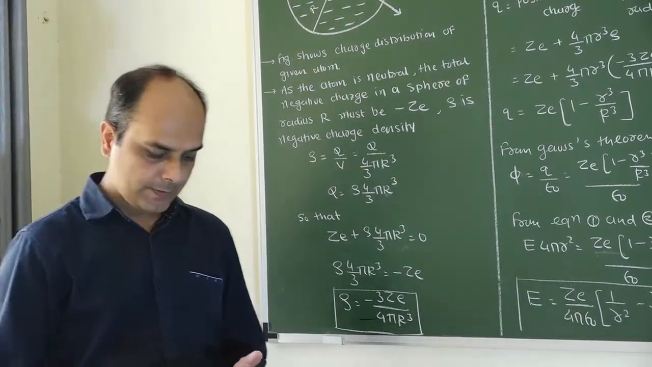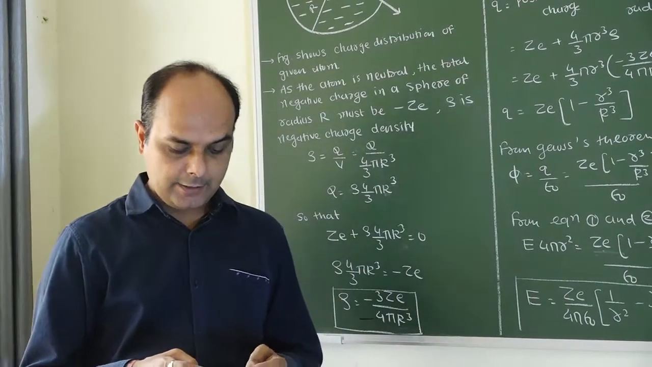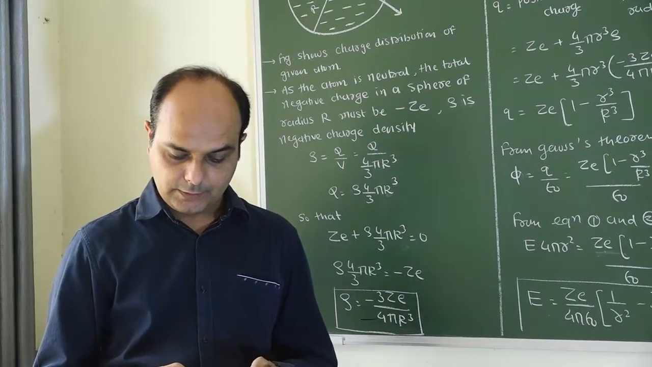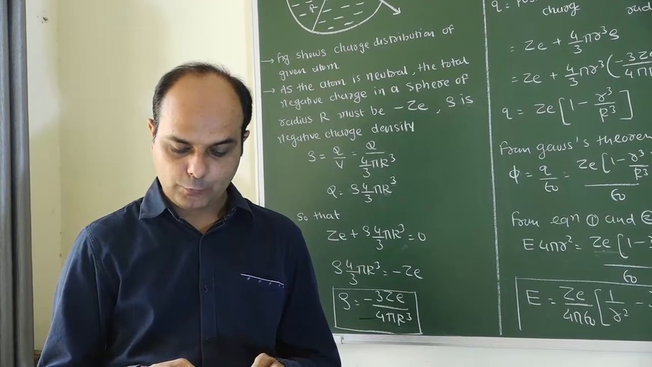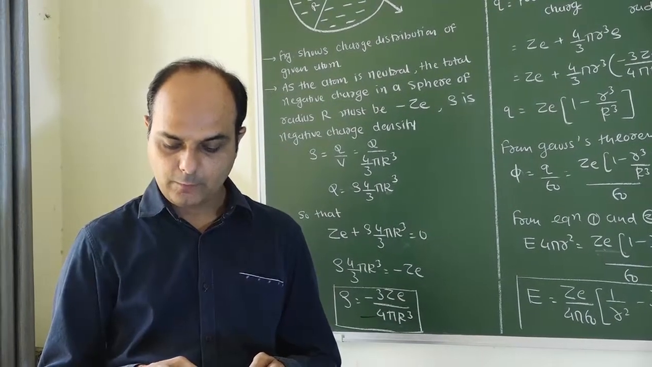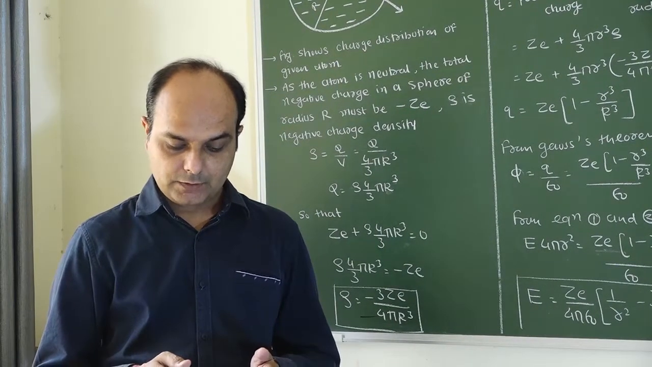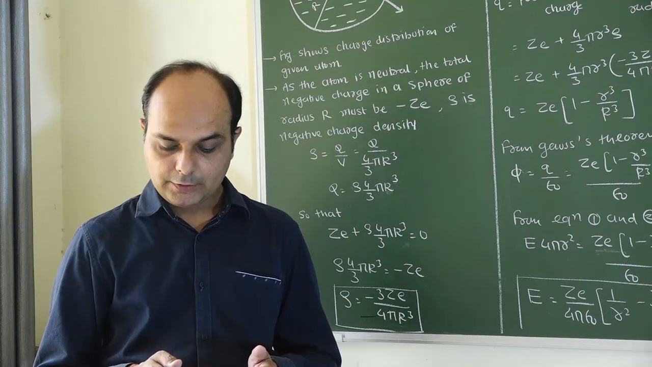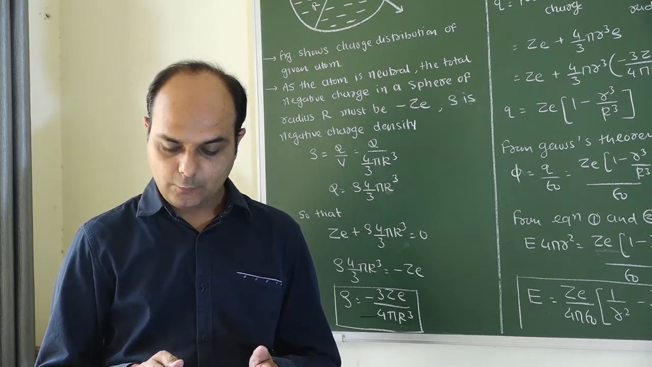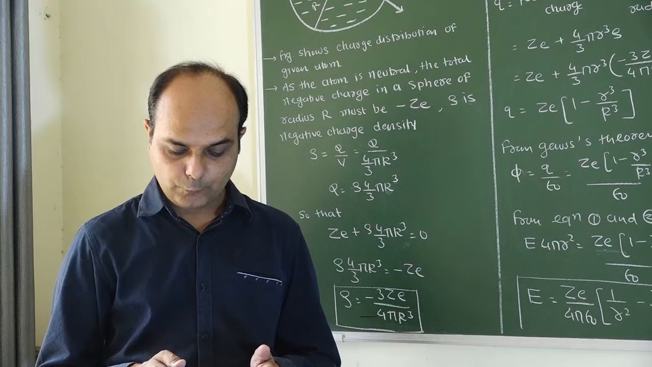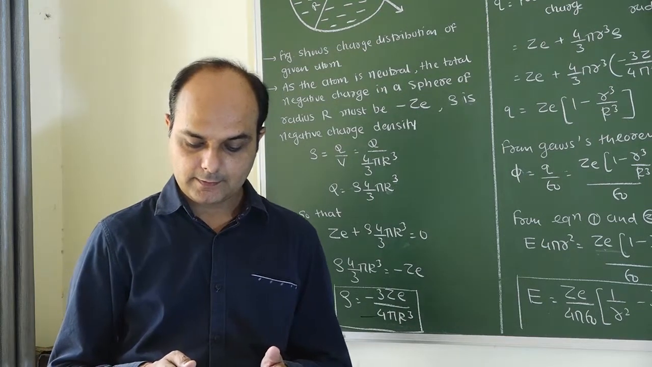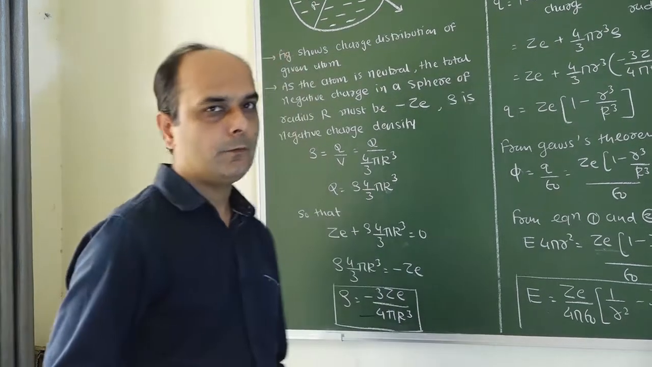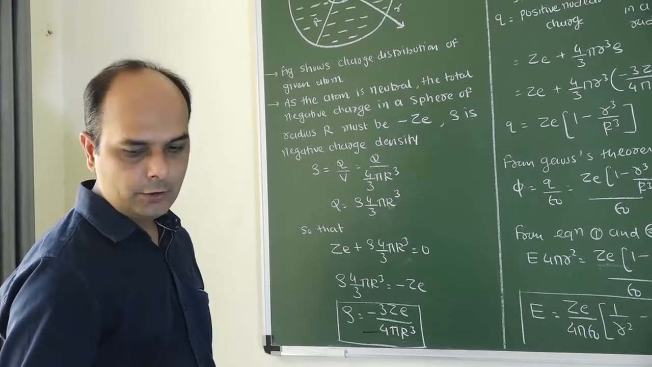Now the question is like this: an early model of an atom considered it to have a positively charged point nucleus of charge Ze surrounded by a uniform density of negative charge up to a radius capital R. The atom as a whole is neutral. For this model, what is the electric field at a distance r from the nucleus?